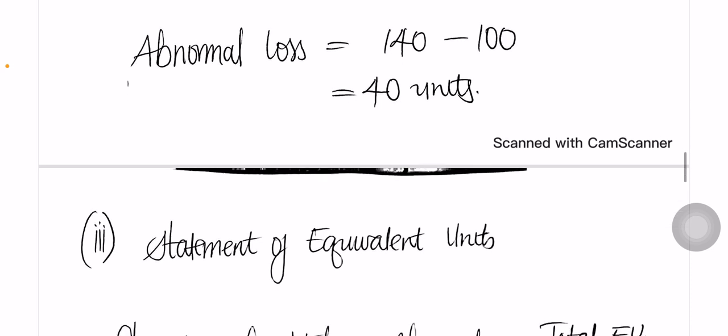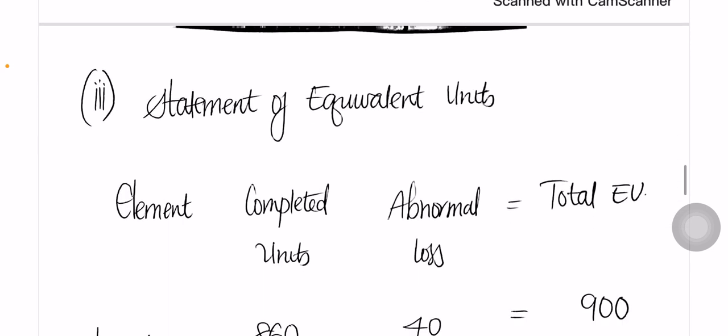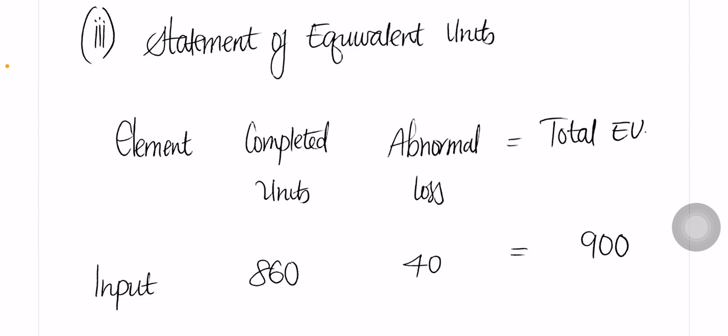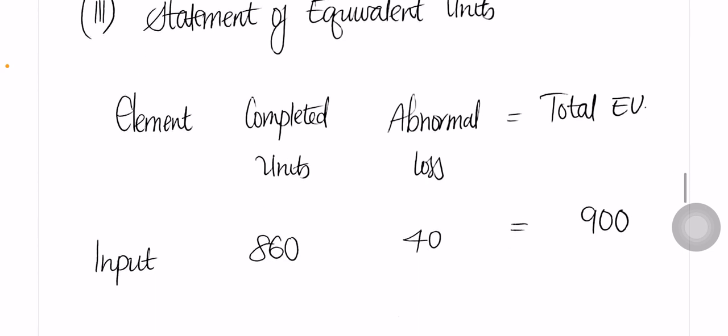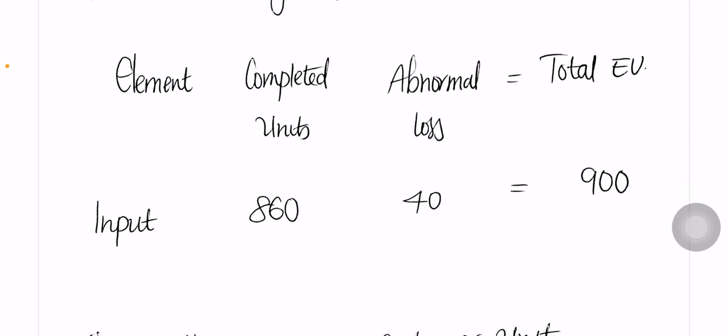The next step is the statement of equivalent units. Okay, so we have elements, completed units. For this question, we only have two. We have the completed units or the actual output, 860. We have the abnormal loss, 40 units from our previous calculation. So input, that's the element. Actual output was 860, abnormal loss was 40. The rule is that we have to add the abnormal loss. If it were an abnormal gain, we would have subtracted, we would have done 860 minus 40. But this one is abnormal loss. So we're doing 860 plus 40, which is 900 equivalent units.